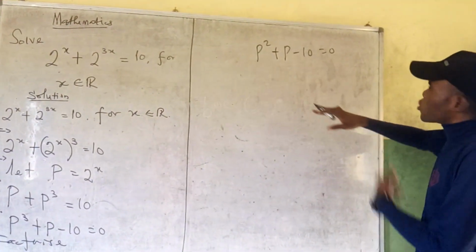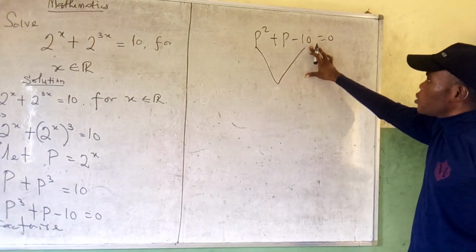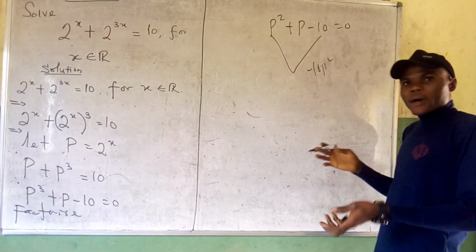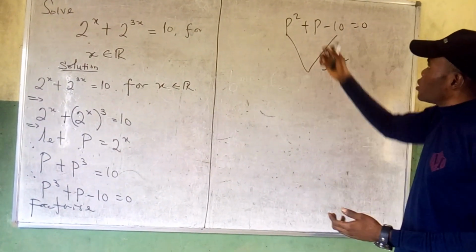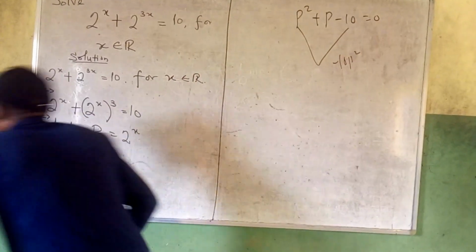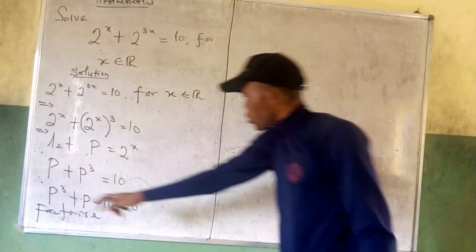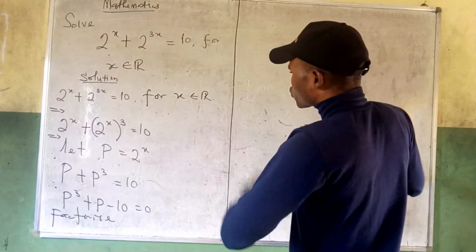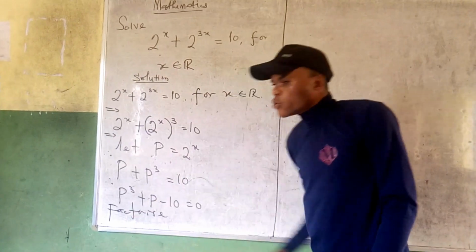If we are to factorize a quadratic equation, you can multiply the first term by the last term, so that you have minus 10 p squared, and then you look for two numbers such that when you multiply them together, you get minus 10, and when you add them together, you get plus 1 here. But you need to take note of something. This equation is not a quadratic equation. It is an equation to a power of 3. The best way to factorize this problem is to manipulate this equation such that this p will be written in a new form.